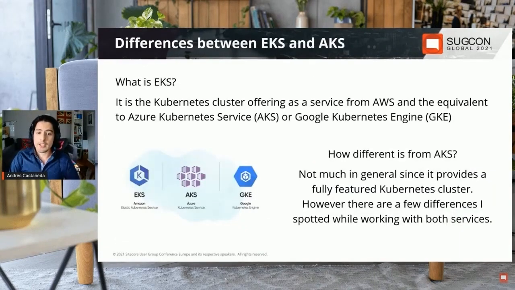So first thing, what is EKS? It stands for Elastic Kubernetes Service, and it is the Kubernetes cluster offering as a service from AWS, and is the equivalent to Azure Kubernetes Service or the Google Kubernetes Engine. And how is it different from the AKS? Well, not much in general, since it provides the same fully featured Kubernetes cluster. However, there are a few differences I found while working with both services.